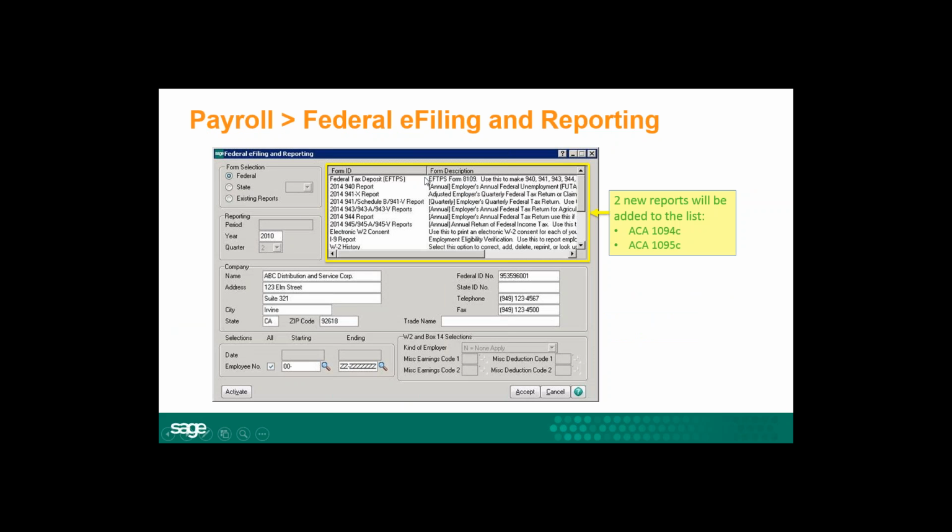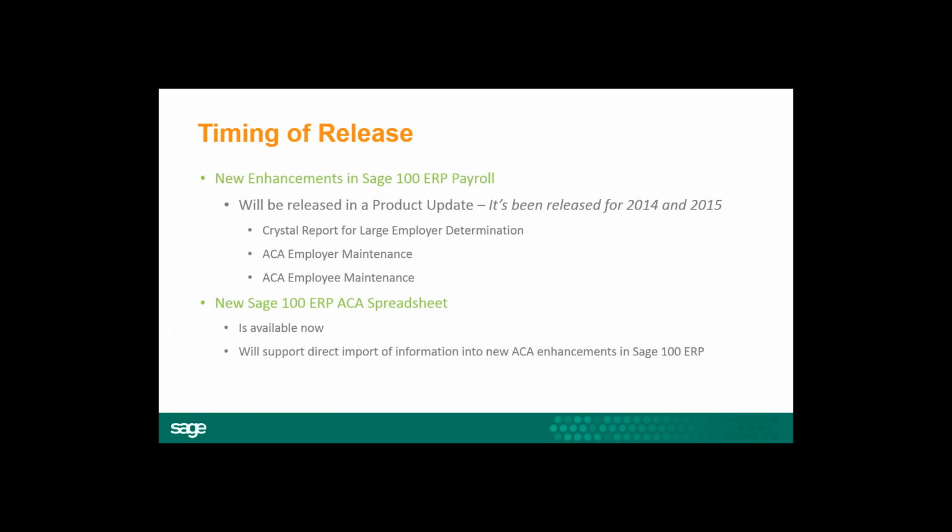In the payroll, federal, and e-filing though, is where they're now adding these reports for you. So there are 2 new reports added to your federal e-filing and reporting, which are your 1094C and your 1095C. If you go into your federal e-filing reporting, that's where you'll now see that information. So what is the timing for this? It's been released for 2014, and it's been released for 2015 currently right now.